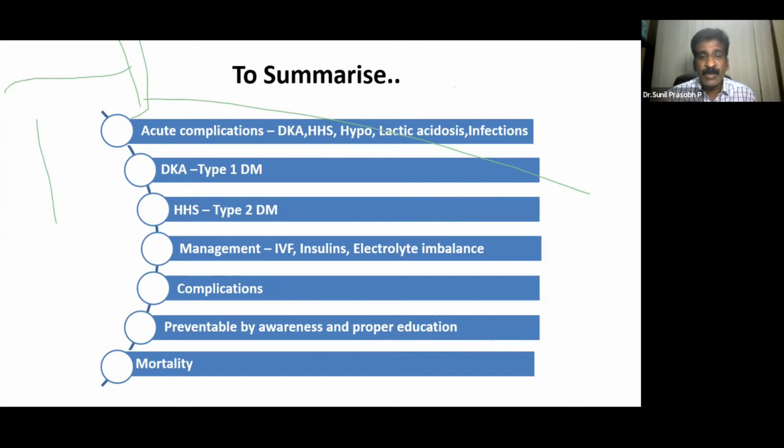When it comes to mortality, I have already told you HHS has about 15% whereas DKA has only about 5%. If lactic acidosis happens, the mortality is even more.